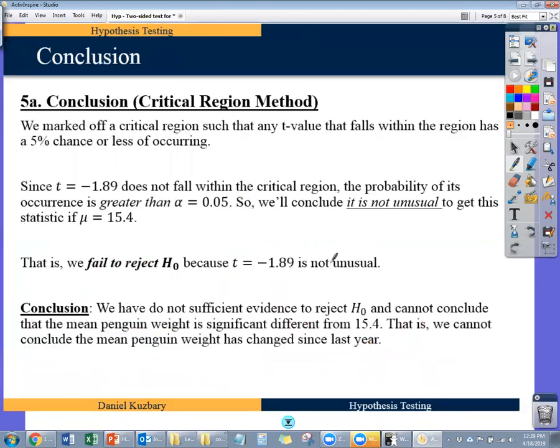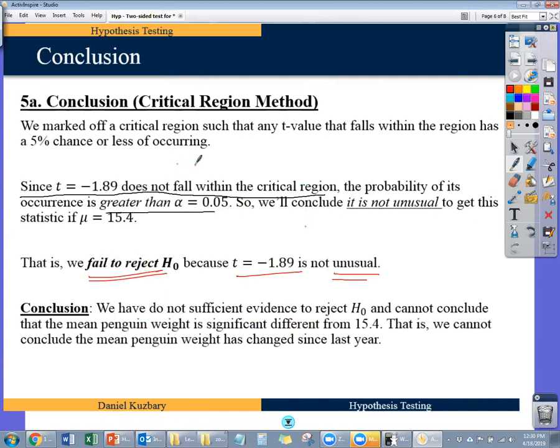So let's draw our conclusion. We've marked off the critical region such that any t-value that falls within the region has a 5% chance of occurring or less. Since t does not fall within the critical region, its probability of occurring is greater than 0.05. So we'll conclude it's not unusual to get this statistic if the mean didn't change. If the mean is still 15.4, it's not unusual. And since it's not unusual, we're going to fail to reject H0 because t is not unusual.